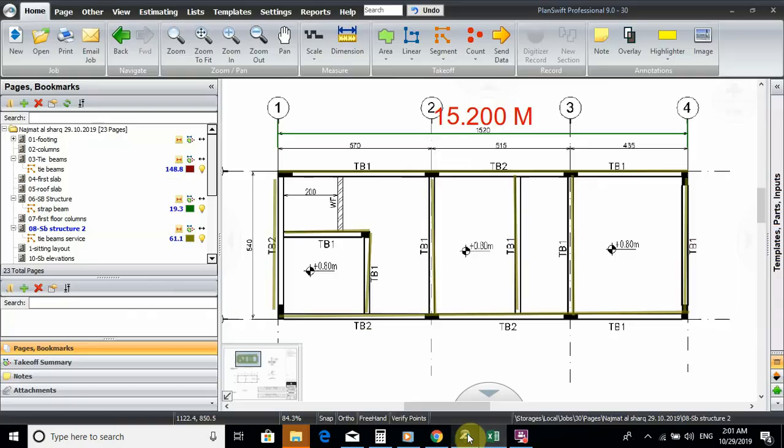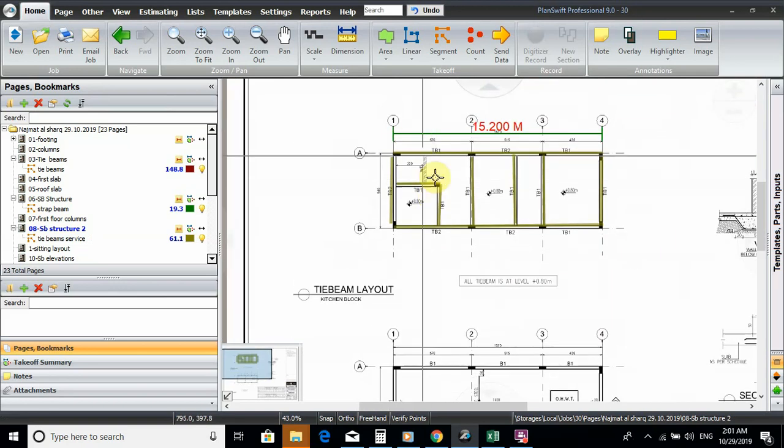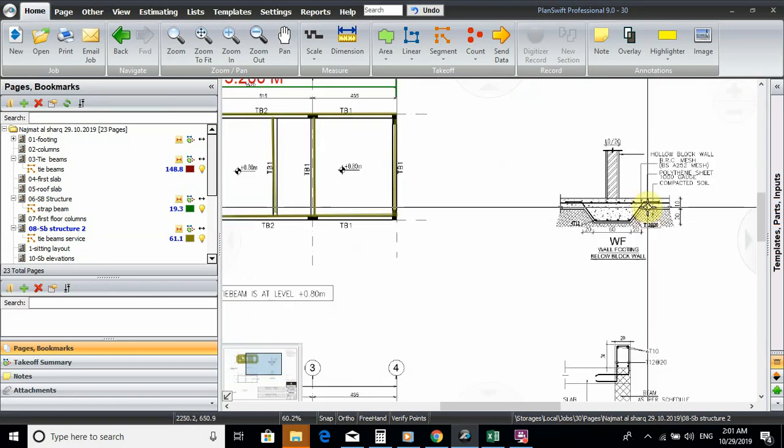Let's come back to work. Okay, now we finished the tie beam. There is still part with the tie beam that we didn't finish yet. 2 parts actually. First, the wall footing. This U shape.